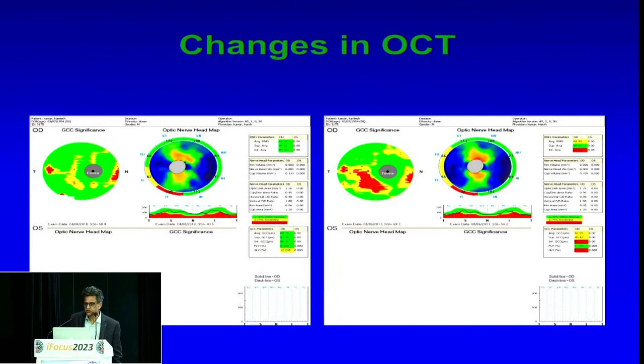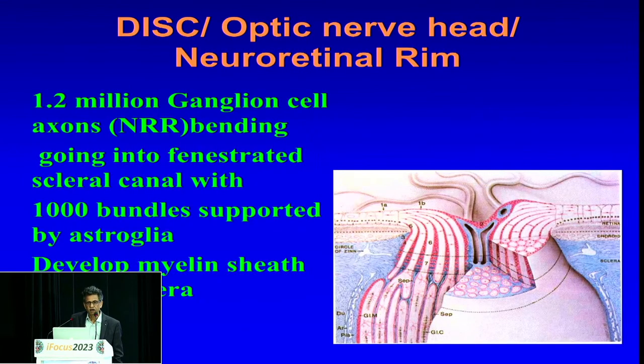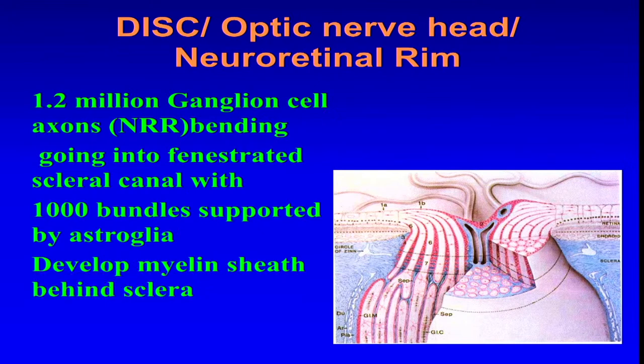So the OCT is showing changes, but how many people have an OCT? OCT is an expensive test. The first thing you'll do is disc examination. So what is this optic disc that we are talking about?